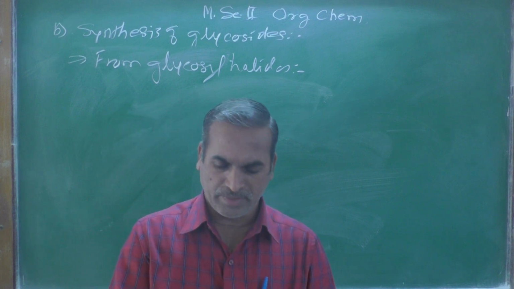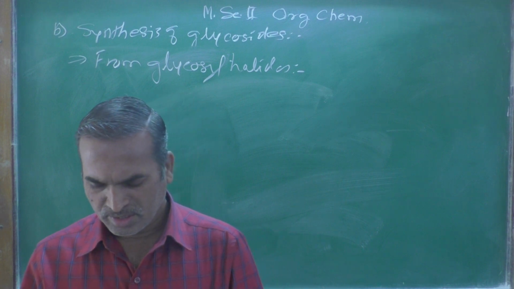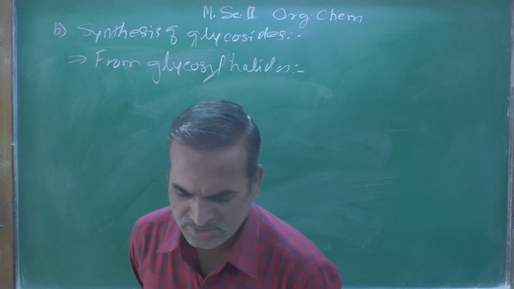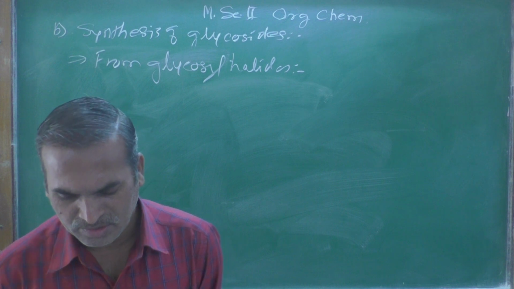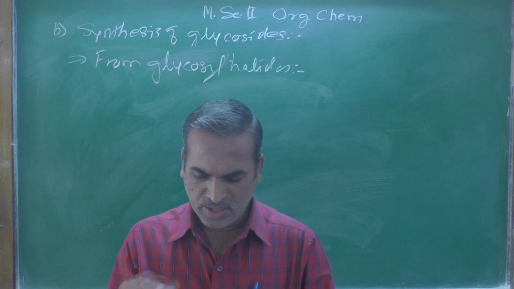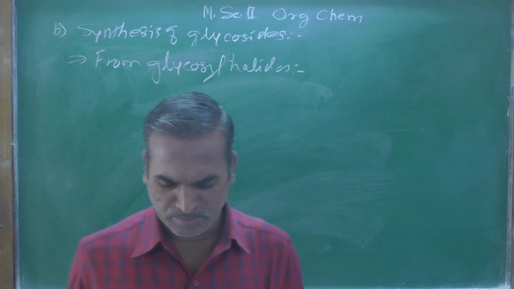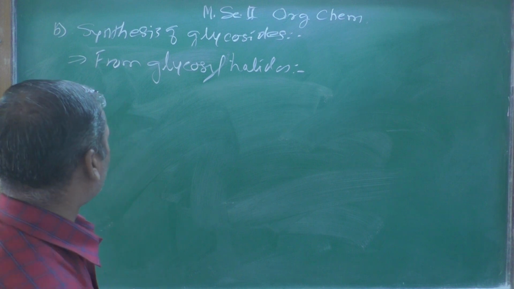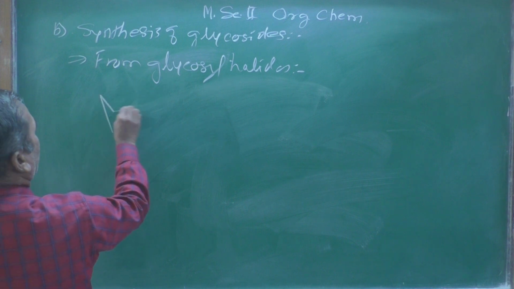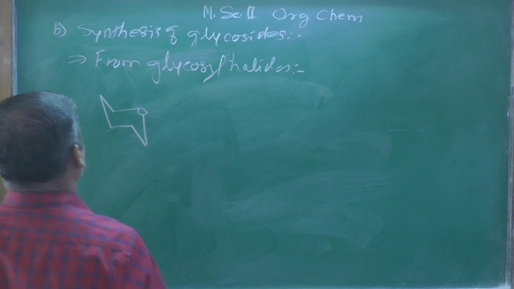This is a classical way to thioglycosides, in which an acetylated glycosyl halide is reacted with a thiolate in a polar solvent to yield the 1,2-trans thioglycoside. That is scheme number two. Let me show you here, from glycosyl halides. Let us see the structure of the glycosyl halide, which I am representing here.